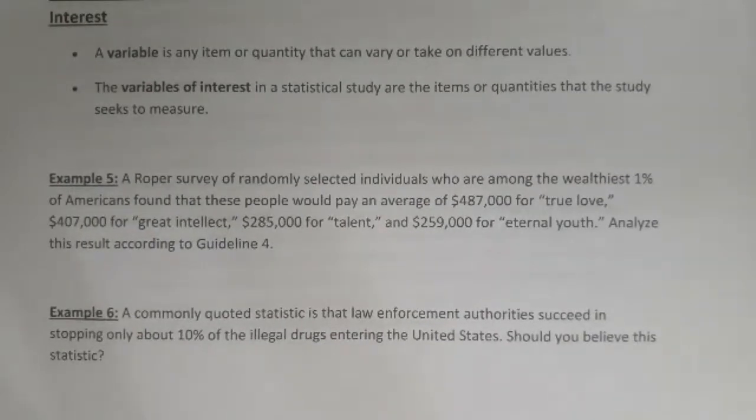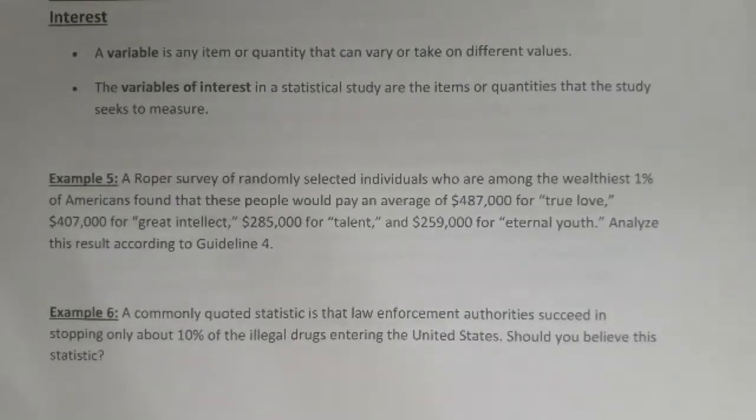So a Roper survey of randomly selected individuals who are among the wealthiest 1% of Americans found that these people would pay an average of $487,000 for true love, $407,000 for great intellect, $285,000 for talent and $259,000 for eternal youth. This is a really horrible example, but here we go. Analyze this result according to guideline 4. Okay, so we want to talk about the variables and the variables of interest. The variables they're talking about here are true love, great intellect, talent, eternal youth.